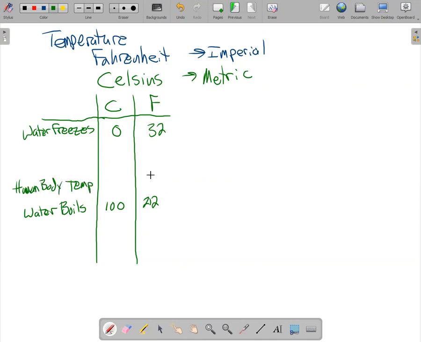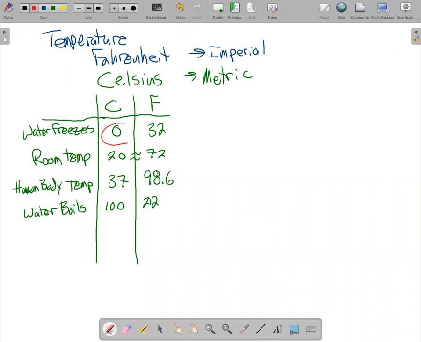And human body temperature in Fahrenheit, we believe to be on average 98.6 degrees Fahrenheit, and that turns out to be 37 degrees Celsius. Those two numbers match up just right. Another good one to know would be room temperature. Room temperature is going to be around 20, 21 degrees Celsius. I'm going to call it 20, or about 70, 72 degrees Fahrenheit. And these are approximate, not exact.